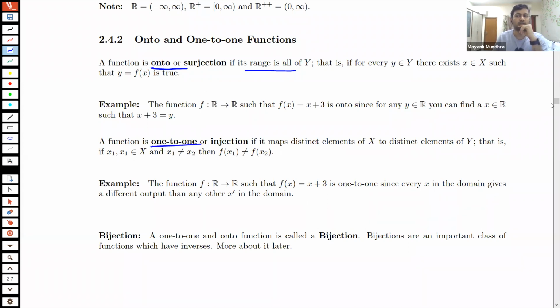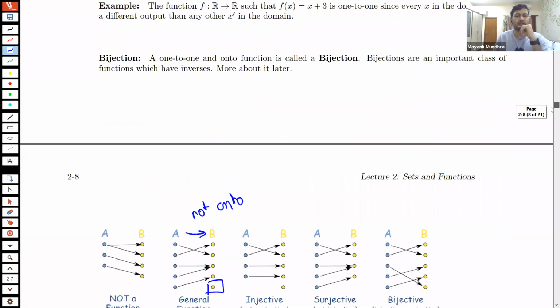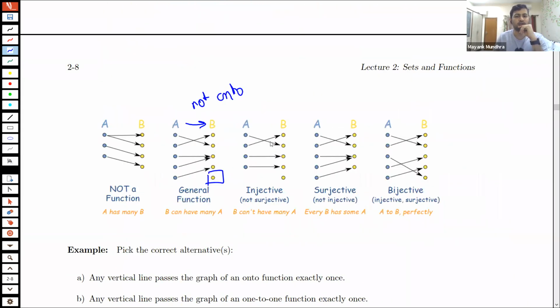Now, a one-to-one function is something like this. This is one-to-one. Let me just highlight which are one-to-one. This is not even a function because A is being mapped to two values. This is not one-to-one because two elements are giving the same output. This is a function, but not one-to-one. Two people can have the same mother, so that is not a problem. Still a function.